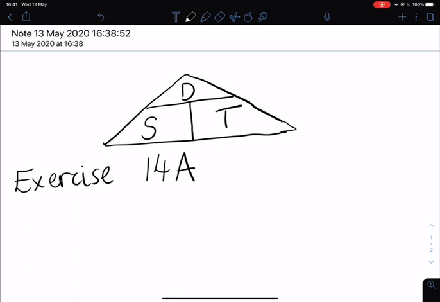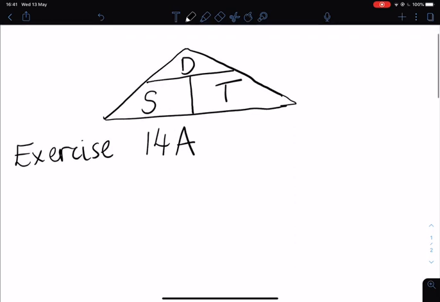Okay, so today I'm going to show you how to calculate the speed using the speed, distance and time triangle. So hopefully this will be helpful to you. My question is to work out the average speed of each of the following.